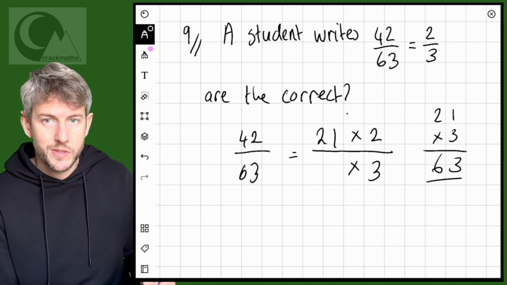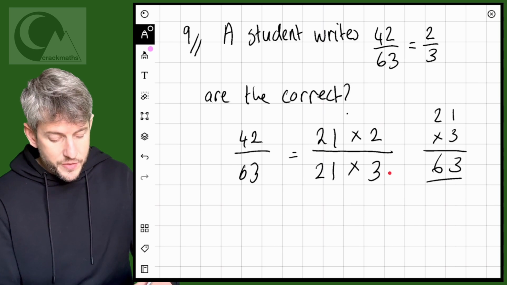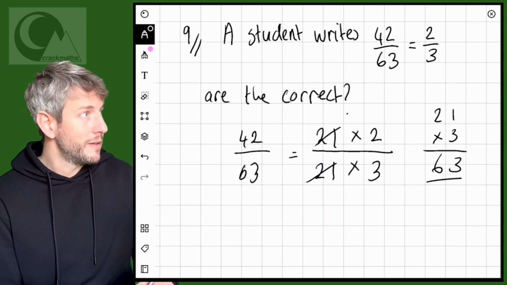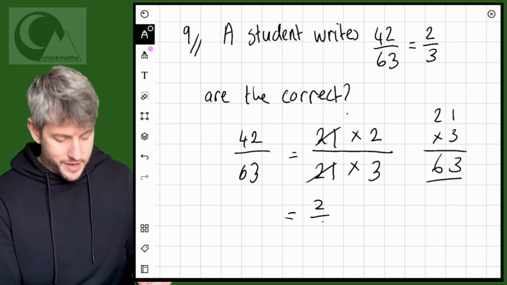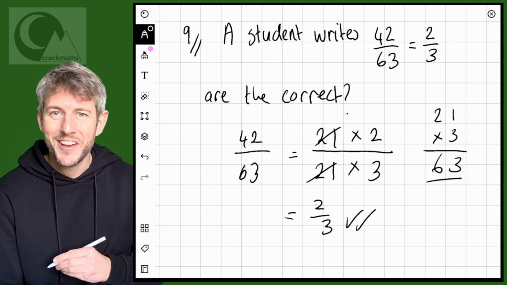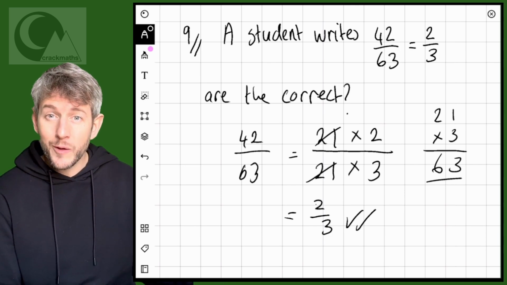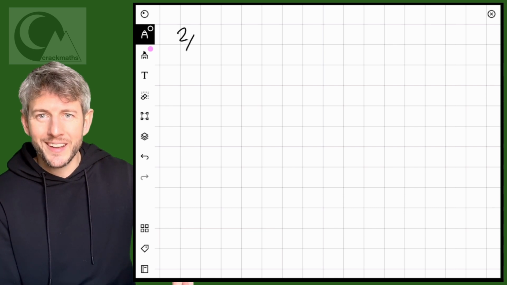42 is 21 times 2. 63 is 21 times 3. And so therefore, the 21s would cancel each other out. So that means we have shown that 42 over 63 will equal 2 over 3. Okay, great. Right, let's now jump over to the scenario questions because they'll give us something a little bit different.